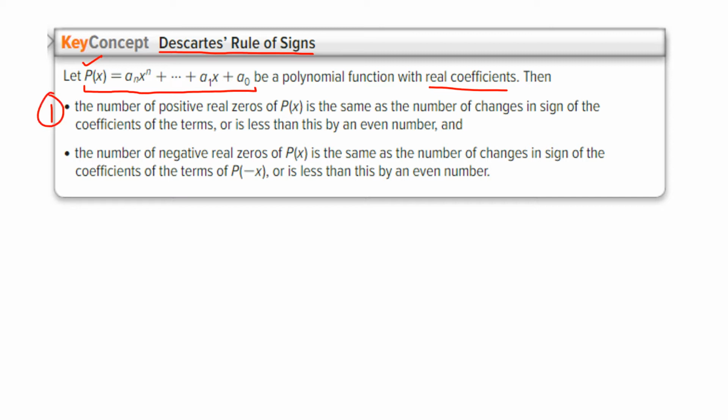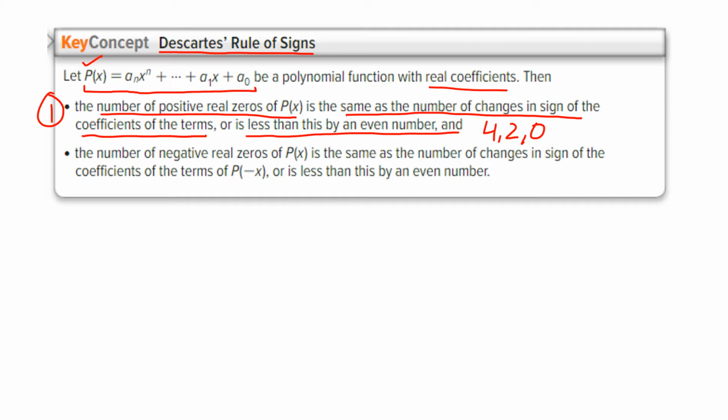So the first part of this rule says the number of positive real zeros of P(x). If you have this polynomial function and you are given the coefficients and the degree of a function in a question, then you are going to look at how many times the sign of the coefficients of each term in this polynomial is changing. If this is changing say 4 times, then the number of positive real zeros of P(x) is going to be 4, or it can also be less than that by an even number. So it means it can be of the form 4, 2 and 0, the minimum.